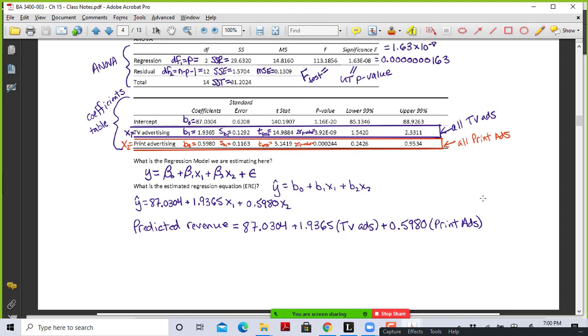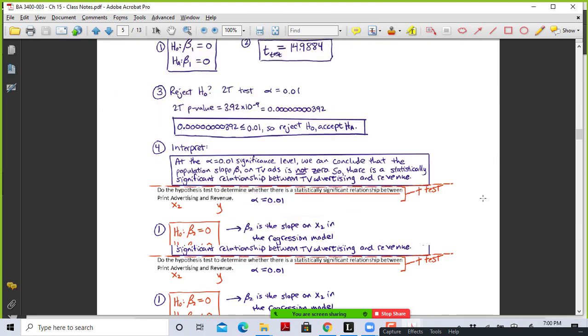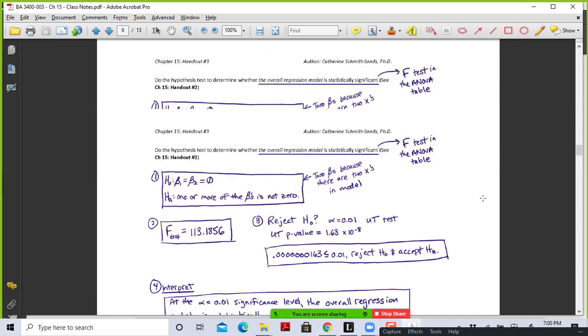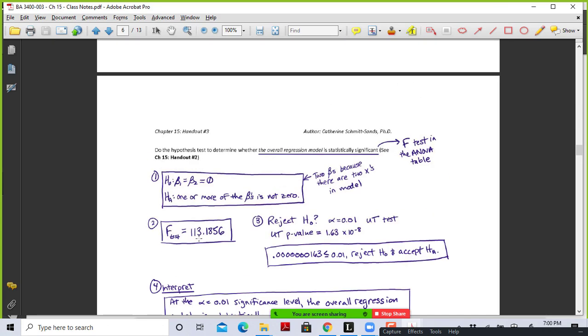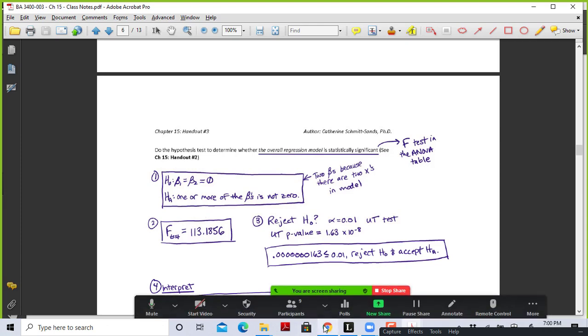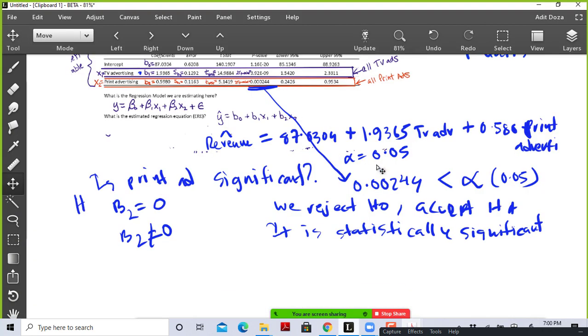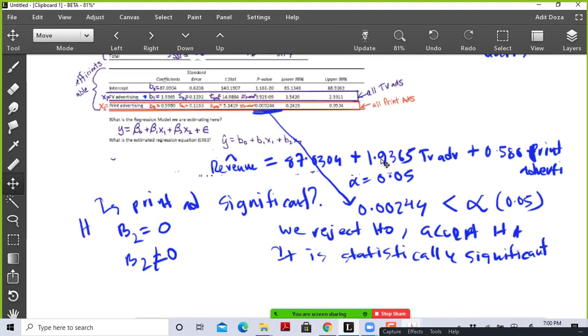Okay, we are almost towards our end. Also, for multiple linear regression, there is something called joint significance, right? The F test. So let's look at our output here.